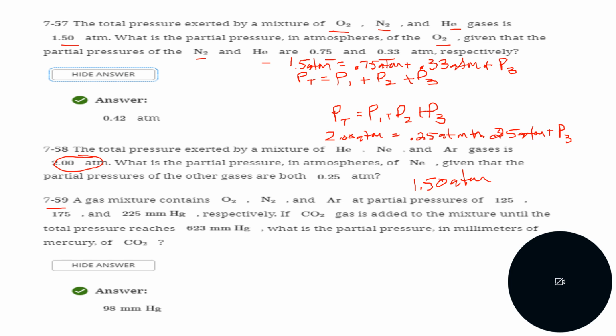So our total pressure in this case was 623, minus all the other pressures that were given, 125 minus 175 minus 225, and those are all in millimeters of mercury, so your answer turns out to be 98 millimeters of mercury.